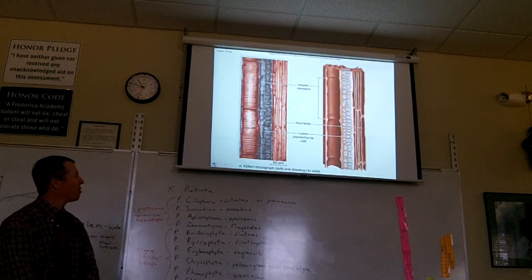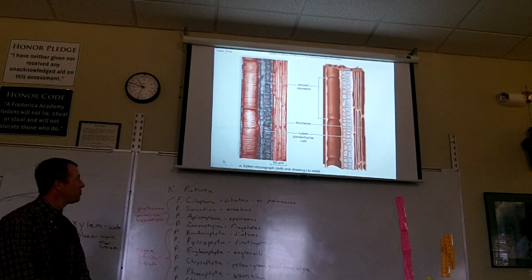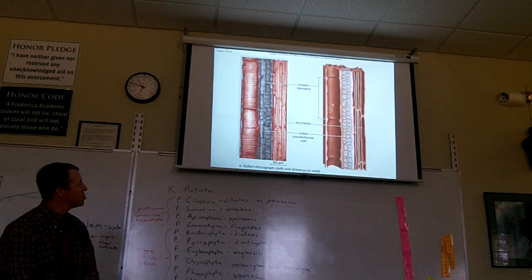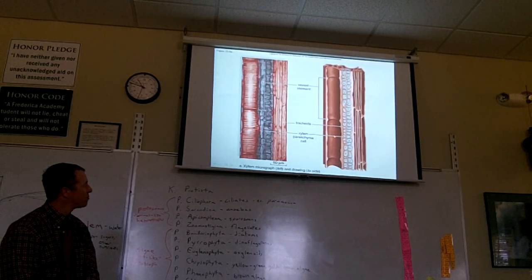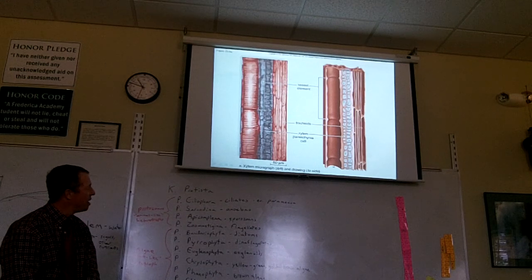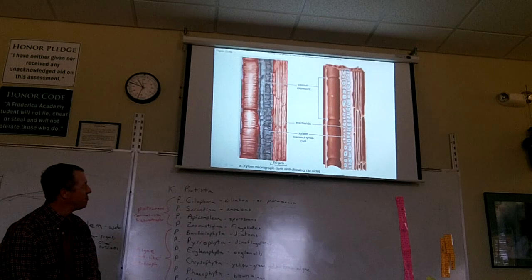This is showing you an up close of what xylem cells look like. Xylem cells are tubes that water can go through. Here's a xylem cell, and it's attached to another one right above it. And water can just go up through the plant from the roots to the leaves through these tubes, you see.